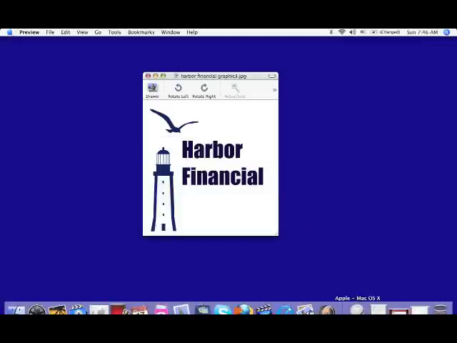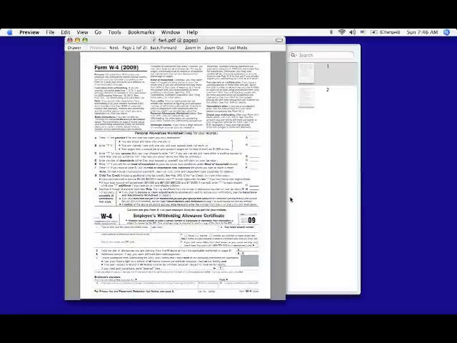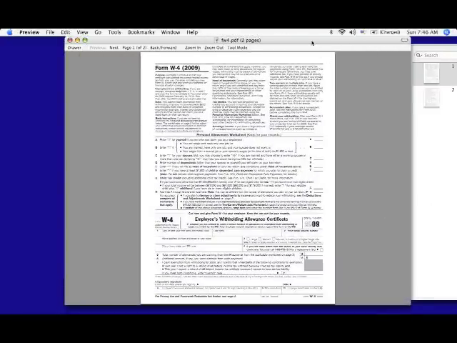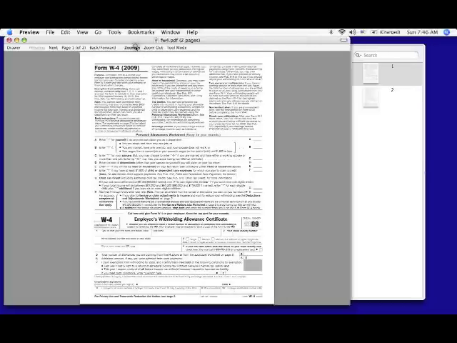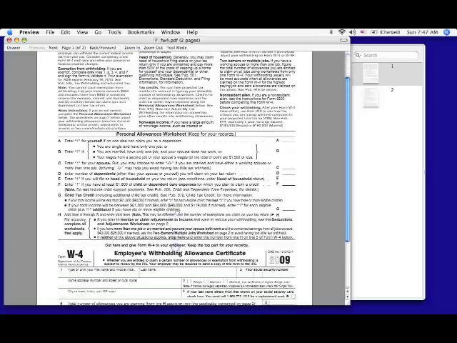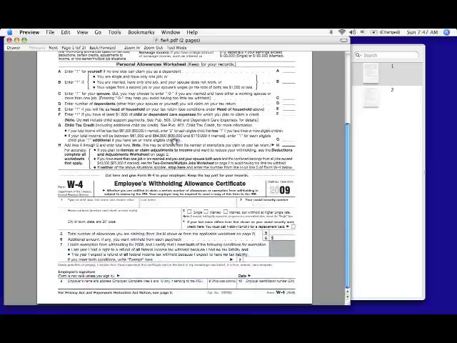Now, the second form we need to look at is a W-4. Let me increase the size of this for you and zoom in. So you can see Form W-4. This is what it looks like. Okay, now the amount of tax withheld from your wages is going to depend on both your marital status and how many dependents you claimed. So you have to file this claim through the Form W-4 with your employer.